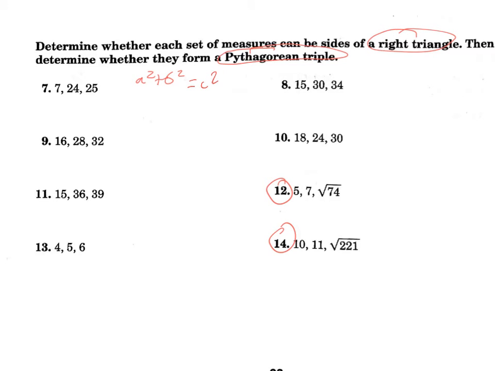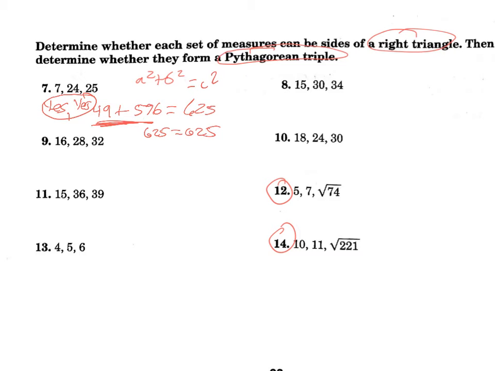Okay, and so let's put in all these numbers for number 7. Let's check if this is a Pythagorean triple and a right triangle. So 49 plus b squared, and that's 576, 24 times 24 equals c squared, 25 times 25, which is 625, okay? If we add these two up, does that equal 625? 49 plus 576 equals 625, so sure enough, it works. So you're going to say yes, it's a right triangle, and yes, it's a Pythagorean triple, okay? So most of them, if they're yes, they'll be yes for both, or no, they'll be no for both.